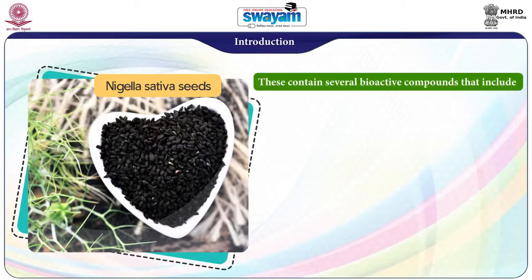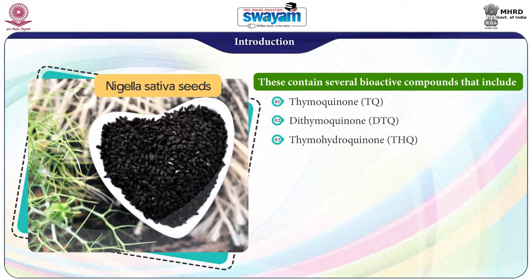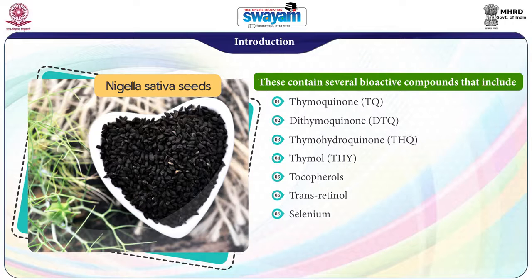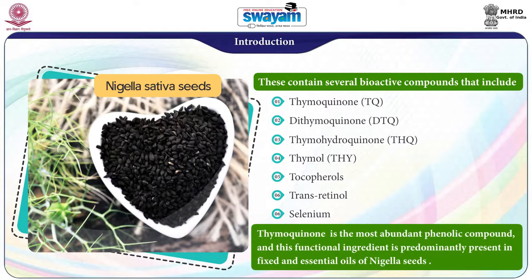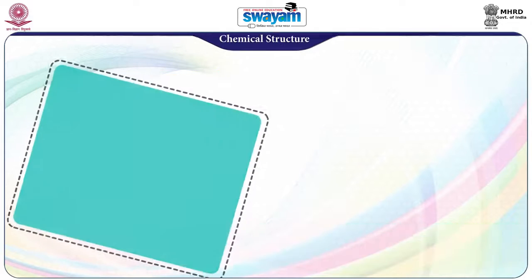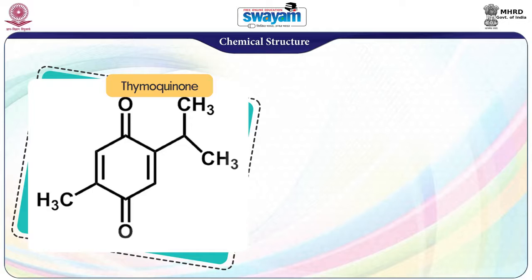Nigella sativa seeds contain several bioactive compounds that include thymoquinone, dithymoquinone, thymohydroquinone, thymol, tocopherols, transretinol and selenium, etc. Thymoquinone is the most abundant phenolic compound and this functional ingredient is predominantly present in fixed and essential oils of Nigella seeds. Now let us study chemical structure.